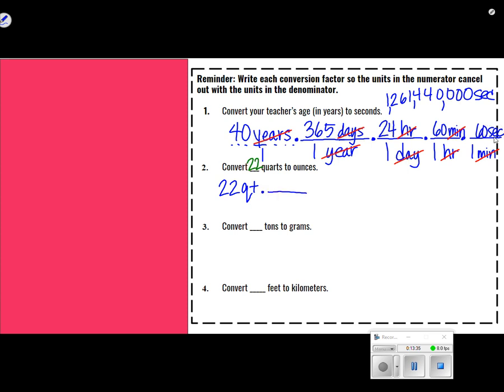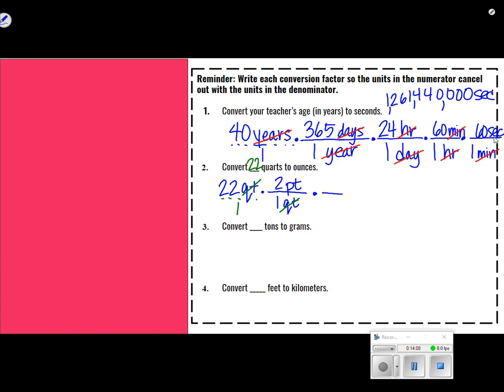And what I want to do is go from quarts. If you go back and look at that table, we can go from quarts to pints to cups to ounces. So in a quart, there are 2 pints. So in 1 quart, there are 2 pints. And the quart goes on the bottom because the quart up here is in the numerator. So quart over quart, cancel. And now I have the number of pints.